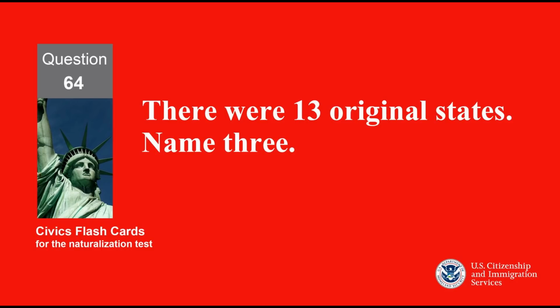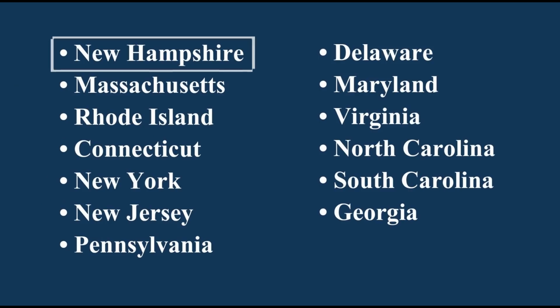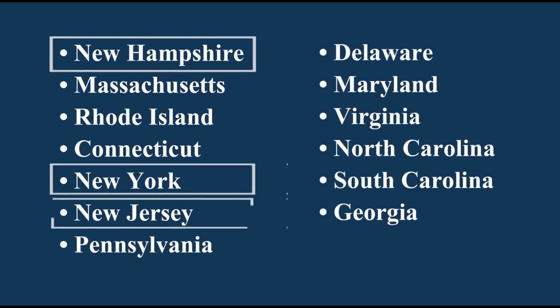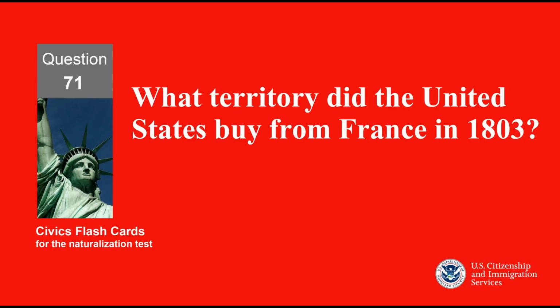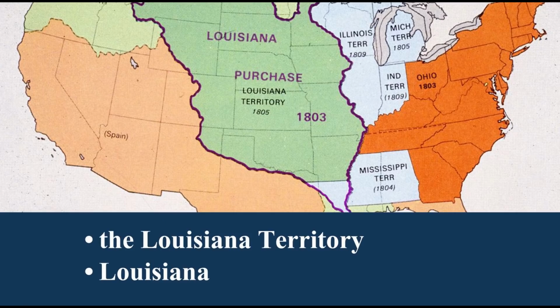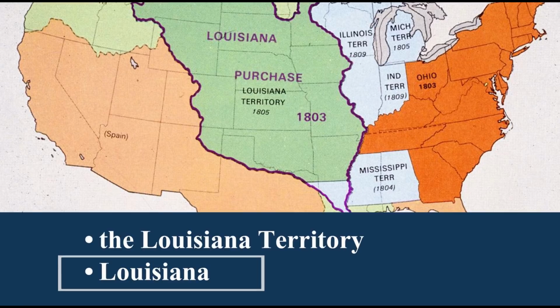There were 13 original states. Name three. New Hampshire, New York, New Jersey. What territory did the United States buy from France in 1803? Louisiana.